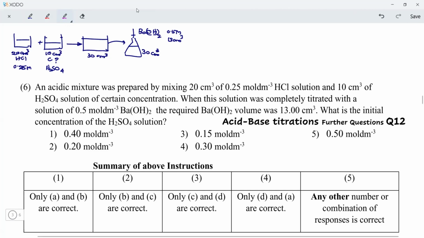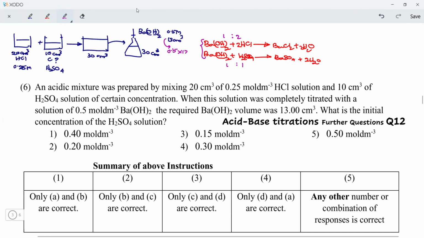Okay, so that means we need there 2 reactions. So if you take barium hydroxide, the reaction with HCl, it will be like this: barium chloride and water, 2 water. And for the reaction with sulfuric acid, we will be having barium sulfate, BaSO4 and 2 water. Here the ratio is 1 is to 2, and here the ratio is 1 is to 1. So it's reacting with both the acids. Now to react with both acids, you can see how much barium hydroxide is consumed. 0.5 into 13 into 10 to the power minus 3. That means 6.5 into 10 to the power minus 3 moles is consumed to react with both acids.